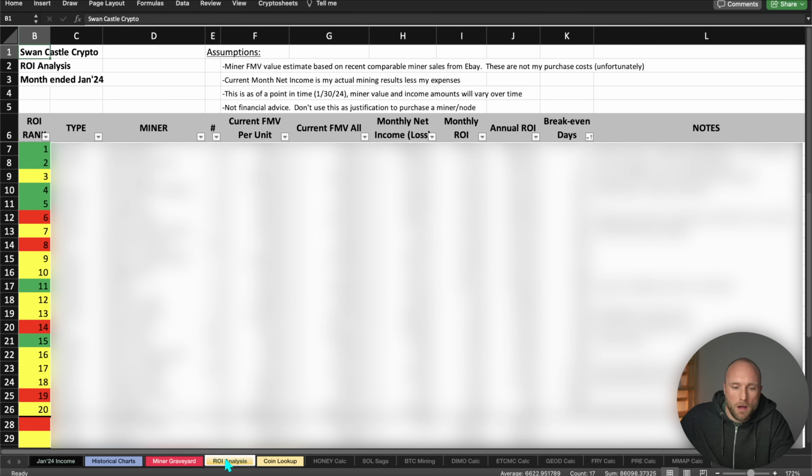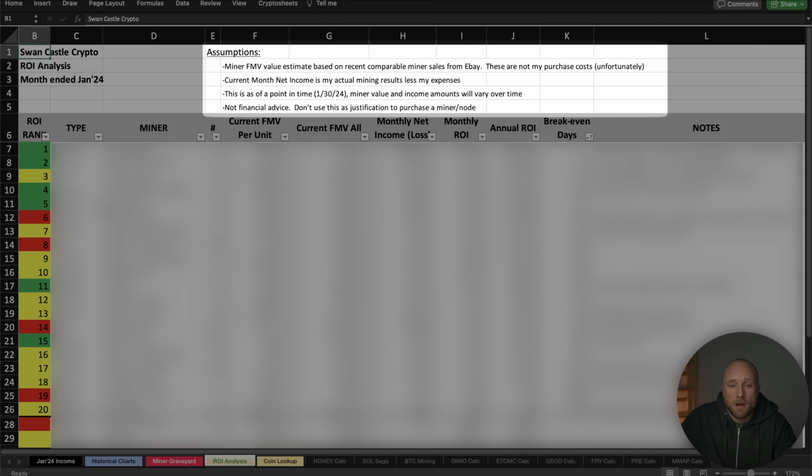Next, let's go through our ROI analysis. Let's start off with the assumptions I'm making so we can level set. First, miner fair market value estimates are based on recent comparable miner sales that I found from eBay, or if the cost of the miner was lower on the miner's website, I took that price. These are not my purchase costs.